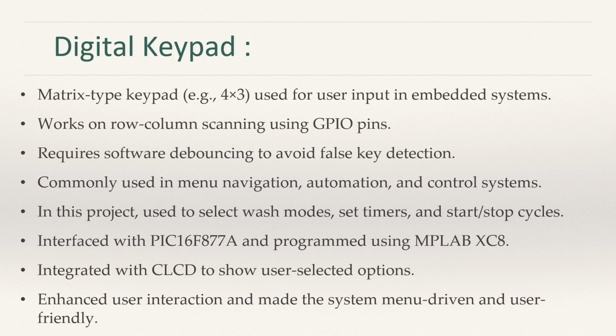Digital keypad. A matrix type keypad, for example 4 by 3, is used for user input in embedded systems. It works on row column scanning using GPIO pins. It requires software debouncing to avoid false key detection. It is commonly used in menu navigation, automation and control systems. In this project, we use it to select wash modes, set timers and start or stop cycles.